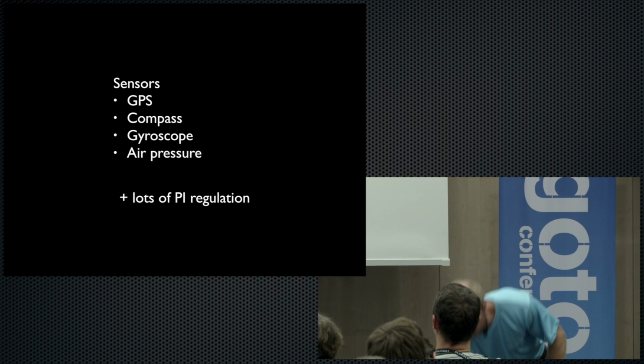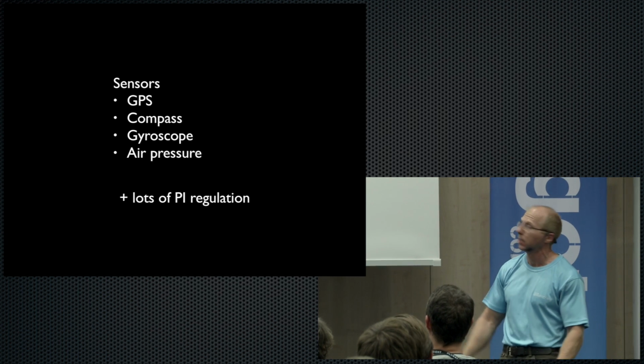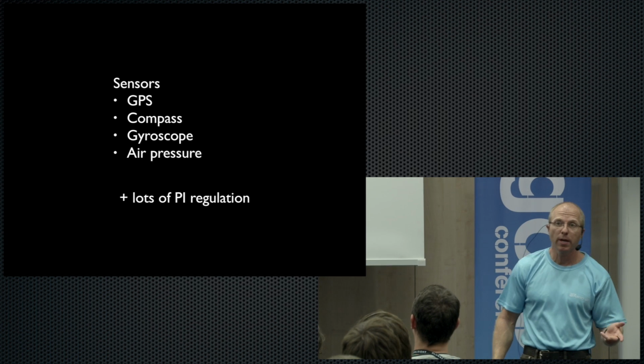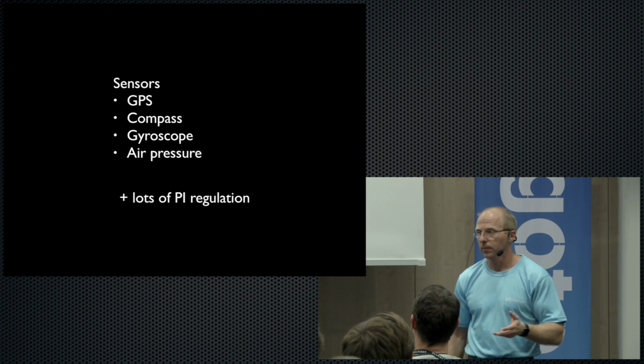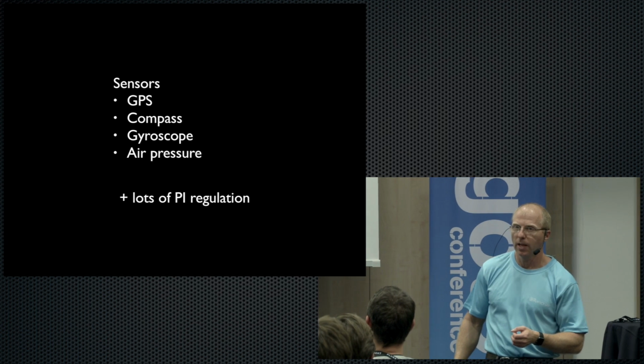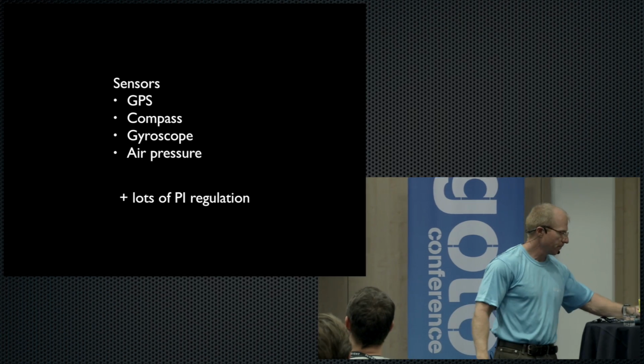So what sensors does it have? Well, this one has a GPS, a compass, a gyroscope, and it measures the air pressure. And then there's a lot of regulation. Let's see how it flies.